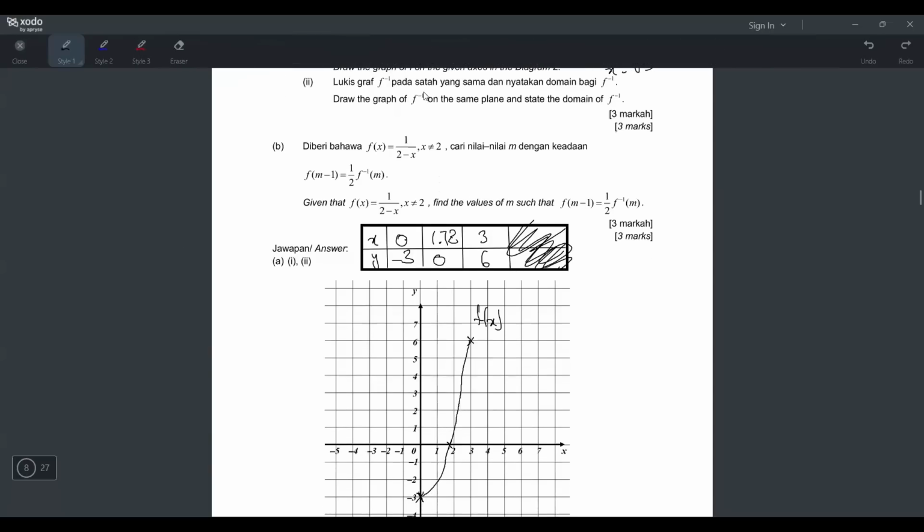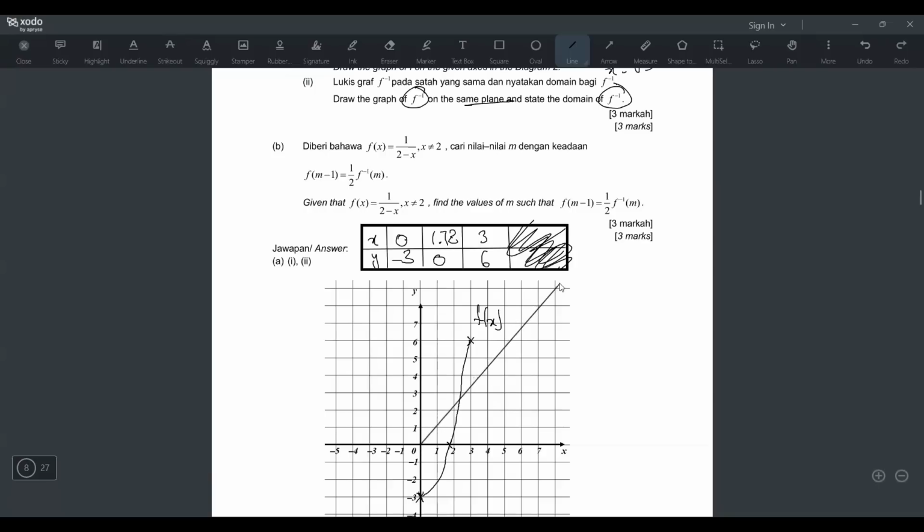Number 2 says draw the graph of f inverse on the same plane and state the domain of f inverse. Okay, if you want to draw f inverse, what you have to do is reflect this curve using the line y = x, right? Let me explain. When you want to draw the inverse graph for any graph, you just reflect this graph using this line. This line is the y = x line, right? This line passes through (1, 1), (2, 2), (3, 3), (4, 4), (5, 5), (6, 6), (7, 7), like that. That's why it's called y = x, right?